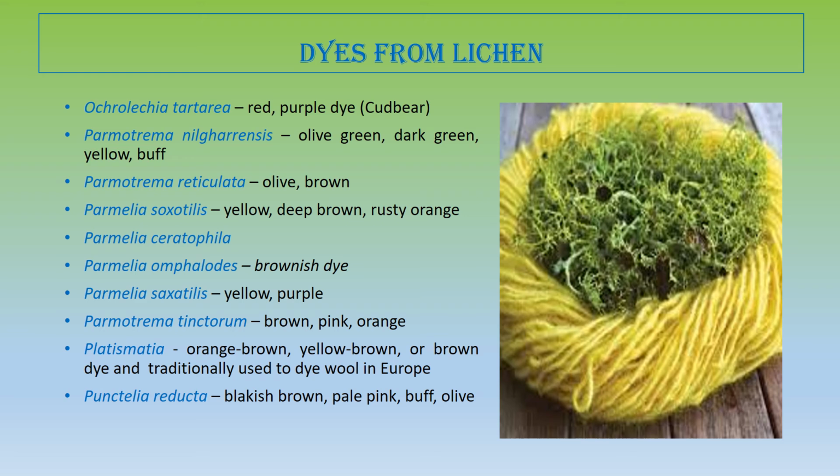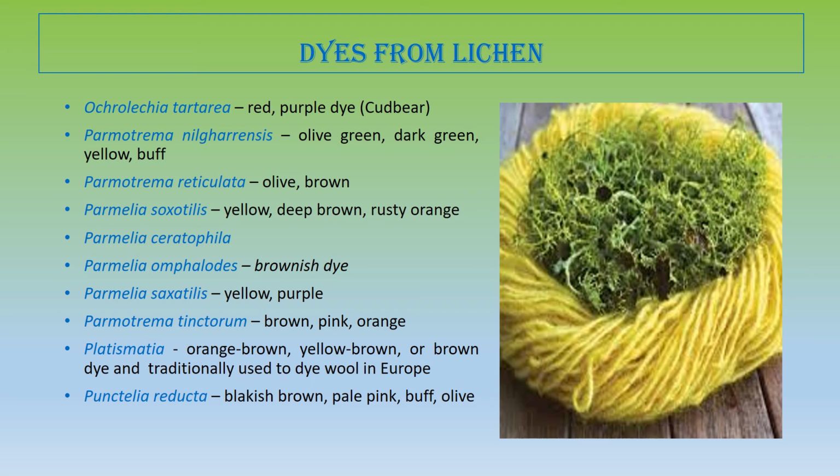So this Platismatia prefers either the trunk or bark of trees, or it can be present in the dry rocky region also. So this is a wide range of habitat, and the photosynthetic partner is Ribauxia, and this Platismatia tinctoria is a source of various types of dyes depending upon color, like orange, brown, yellow, and it is a very traditional dye in Europe.